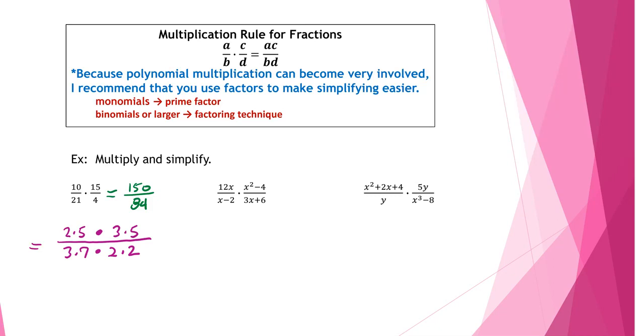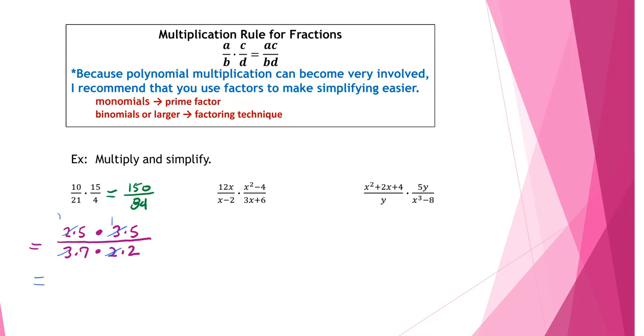So what I really have is the factors of 150 on top. 150 is 2 times 5 times 3 times 5, and then 84 is 3 times 7 times 2 times 2. And you can see that it's a lot easier to identify where the common factors are. I can see these common 2's here divide for 1. These 3's divide out for 1, and that looks like about all.